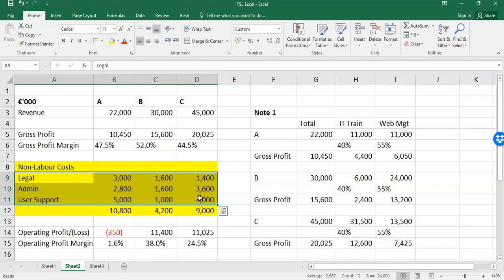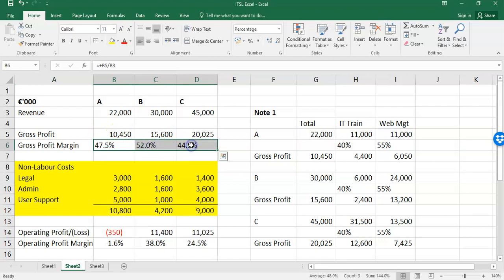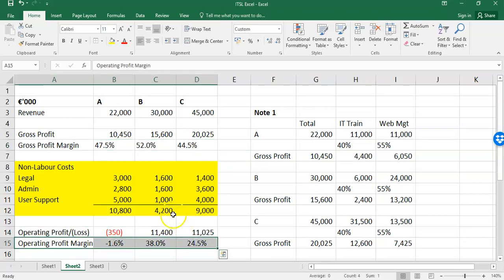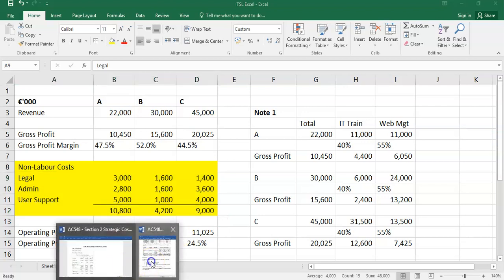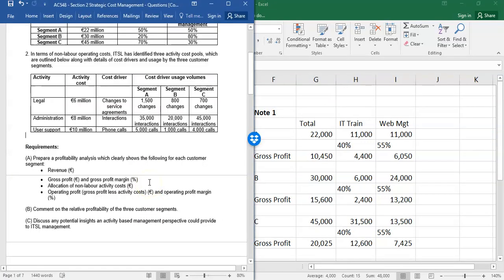So we're just looking for you to make a quick comment on each one. The differences of gross profit margin are down to the sales mix. So the more web management that you do, the more profitable you'll be at gross margin. But the difference at operating profit margin also combines the impact of how much you use of the overhead activities. So there's a dual impact there in terms of how you manage it. The final piece then is getting at the idea of activity-based management, and they ask you any potential insights.